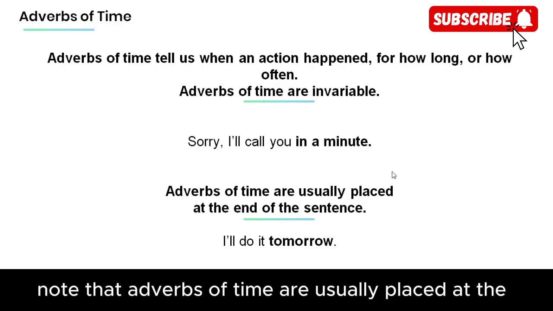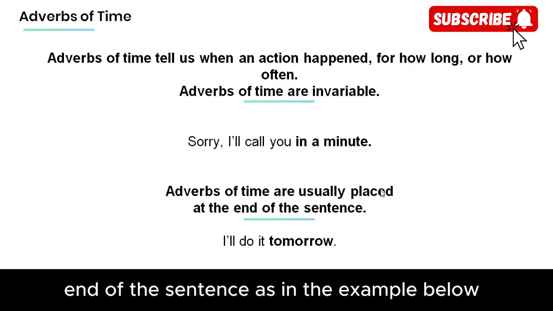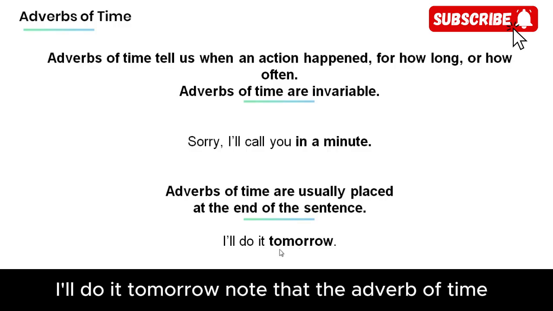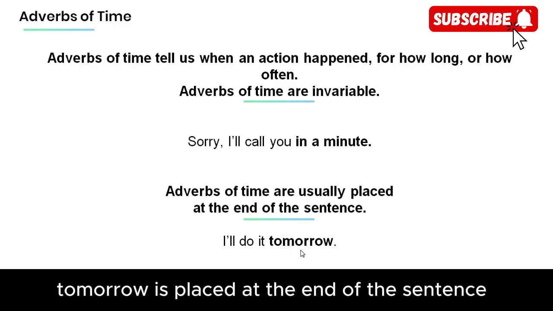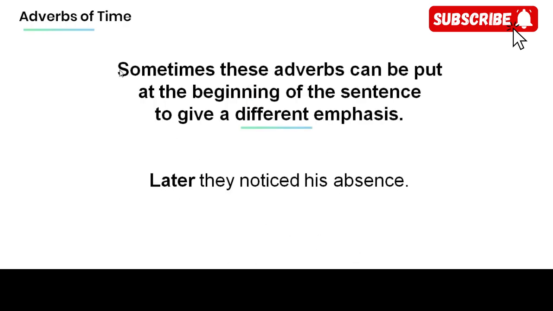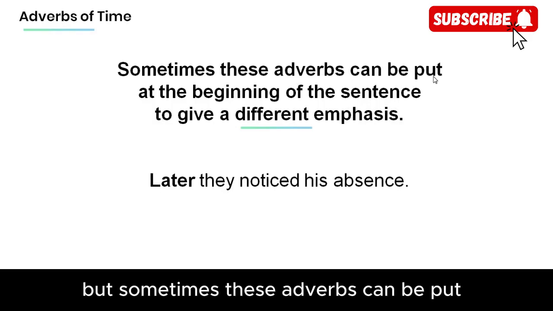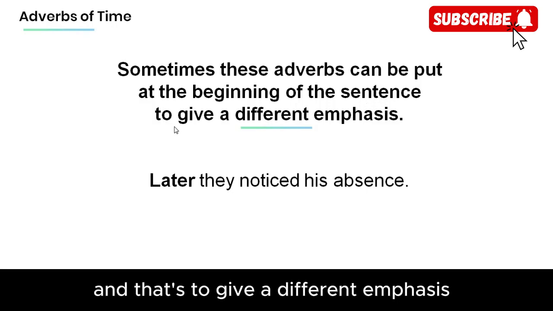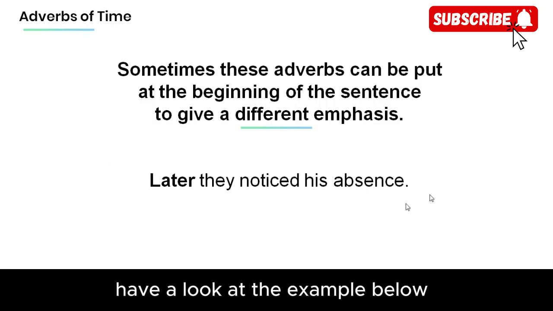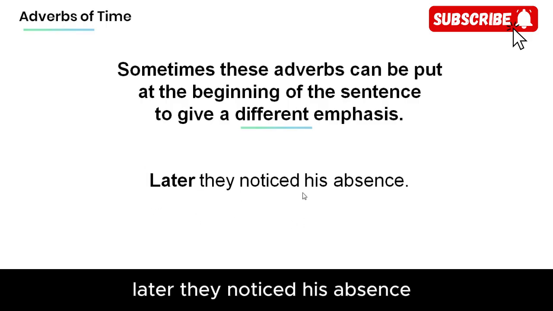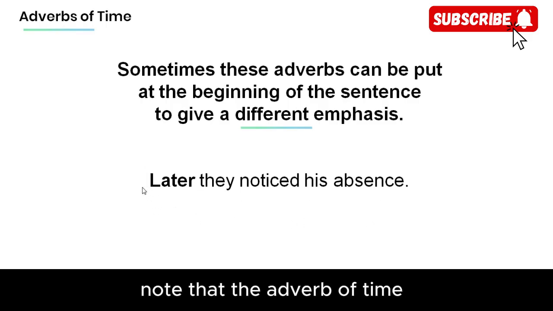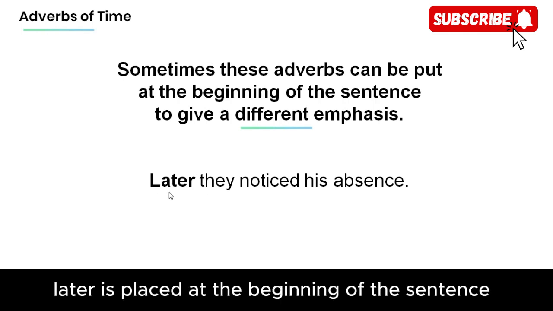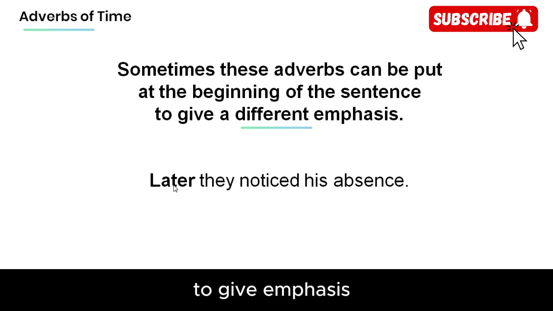Note that adverbs of time are usually placed at the end of the sentence, as in the example below. I'll do it tomorrow. Note that the adverb of time tomorrow is placed at the end of the sentence. But sometimes these adverbs can be put at the beginning of the sentence, and that's to give a different emphasis. Have a look at the example below. Later, they noticed his absence. Note that the adverb of time later is placed at the beginning of the sentence to give emphasis.